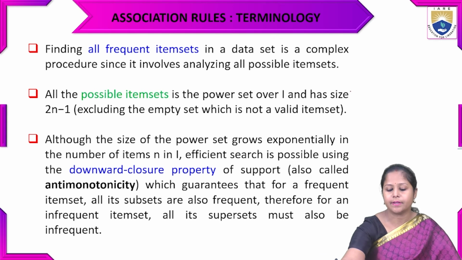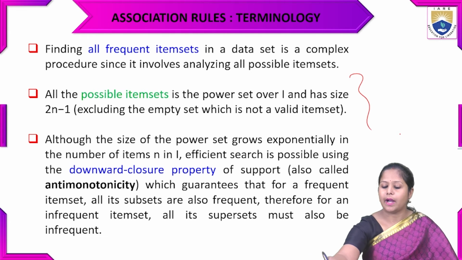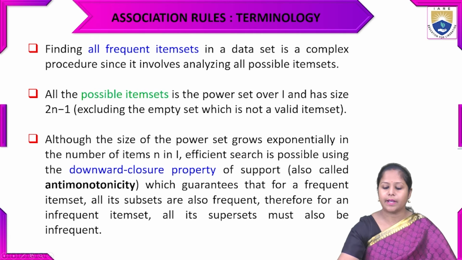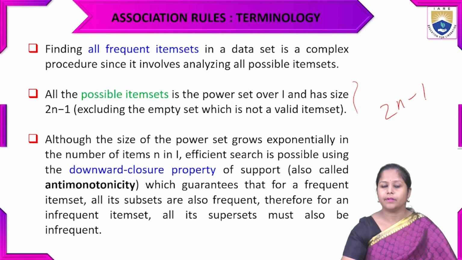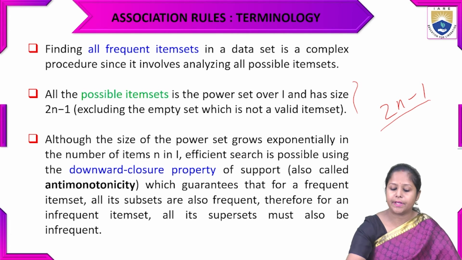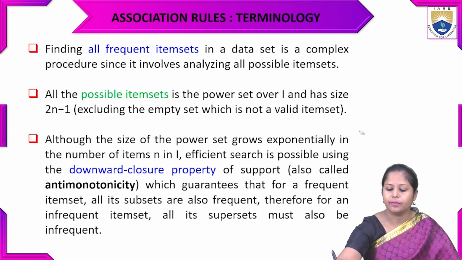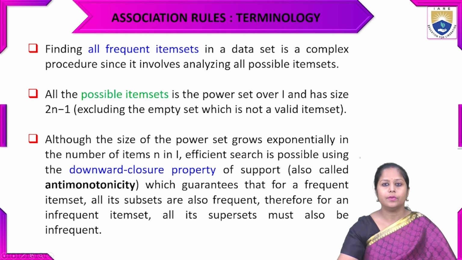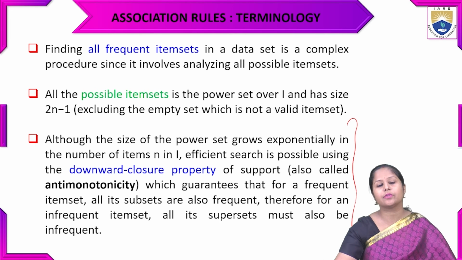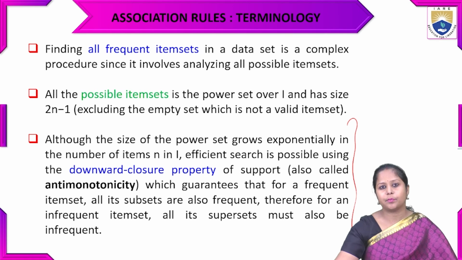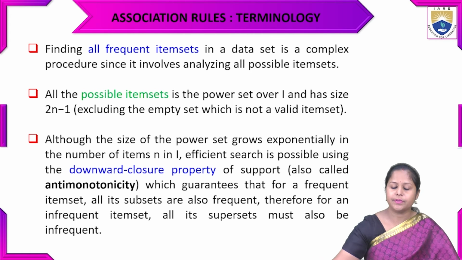All the possible item sets form the power set over I. I is the set of items, and the power set has the size 2 to the n minus 1, excluding the empty set, which is not a valid item set. So we have to exclude the empty set, as it will not apply there. Although the size of the power set grows exponentially in the number of items in I.